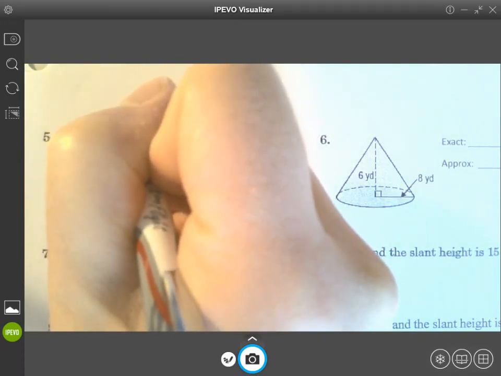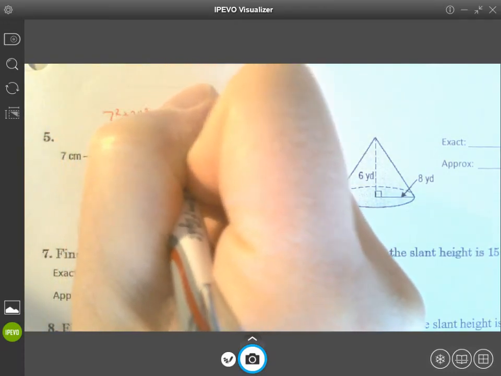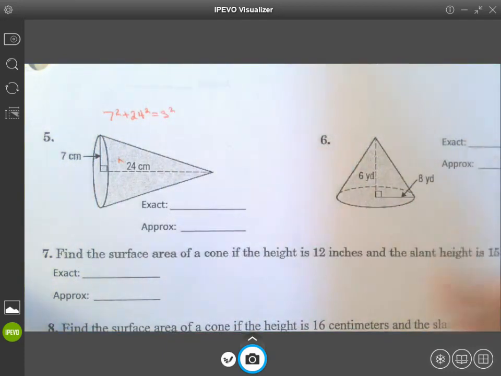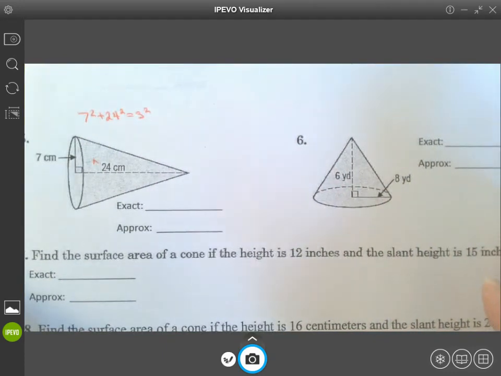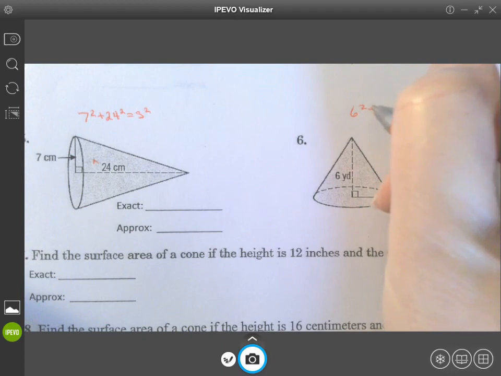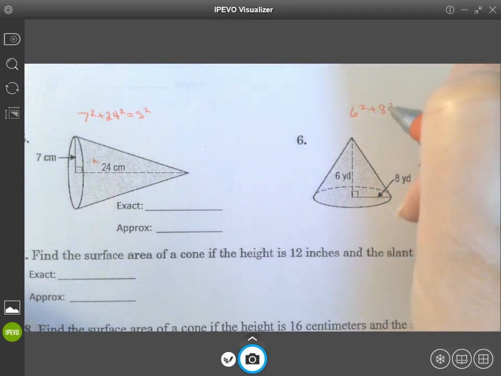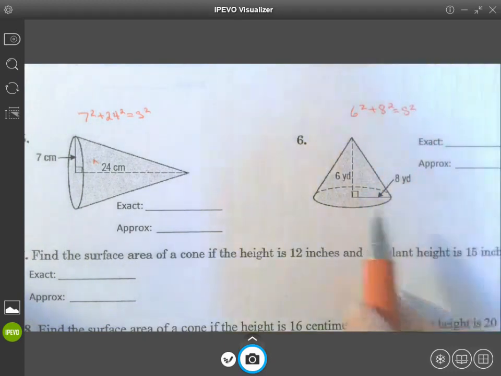7 squared plus 24 squared equals s squared. And you're going to do the same thing in number 6. 6 squared plus 8 squared equals s squared. So that's your reminder that you need to find the slant height before you can plug it in.